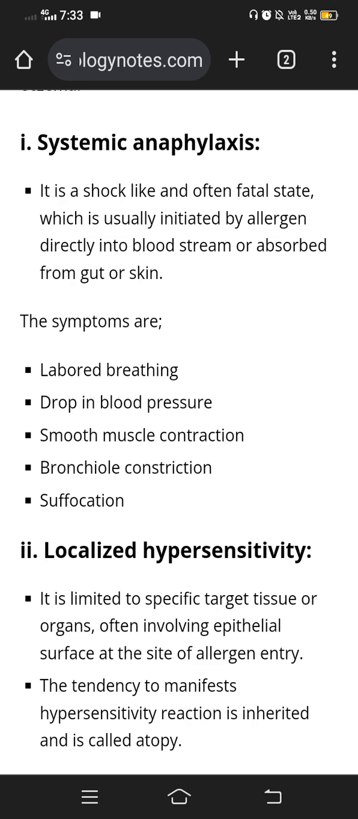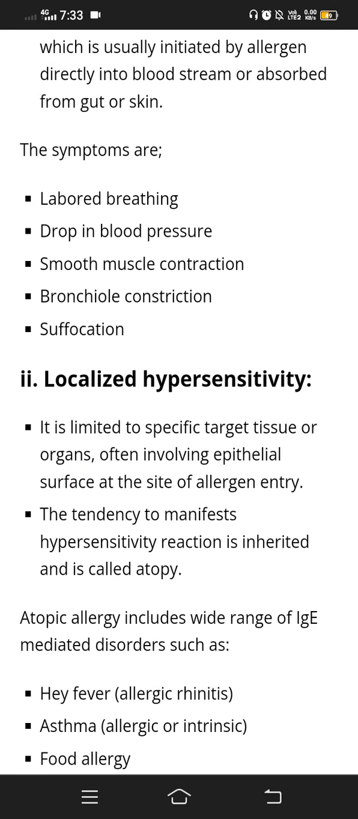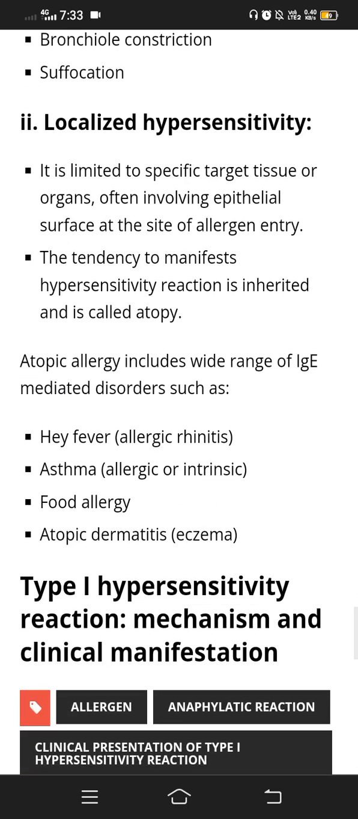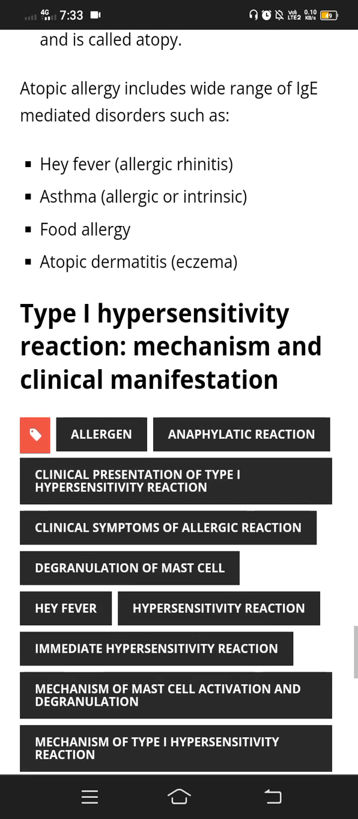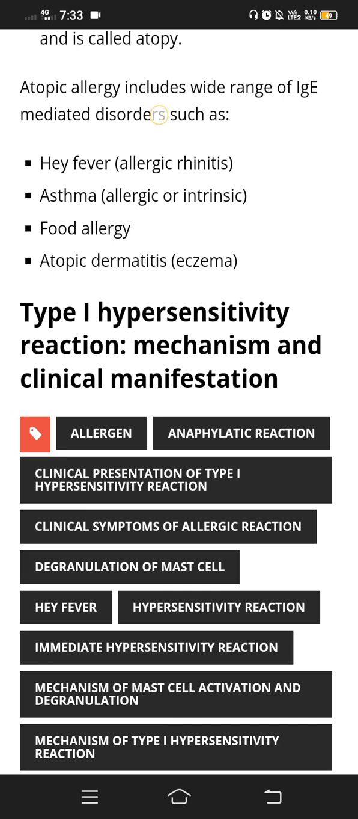It's a shock-like and often fatal state with labored breathing, drop in blood pressure, smooth muscle contraction, bronchial constriction, then suffocation. Localized hypersensitivity is limited to specific target tissue or organs, often involving epithelial surfaces at the site of allergen entry. The tendency to manifest hypersensitivity reaction is inherited and is called atopy. Atopic allergy induces a wide range of IgE-mediated disorders such as hay fever, asthma, food allergy, atopic dermatitis, or eczema.